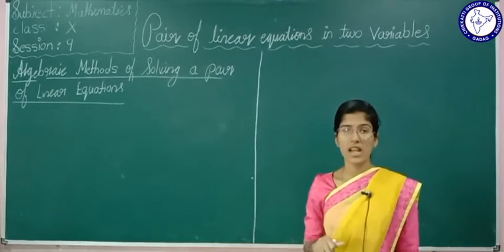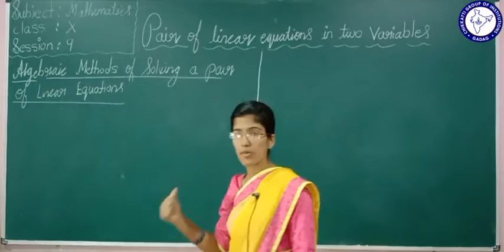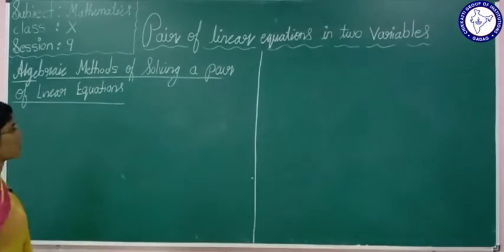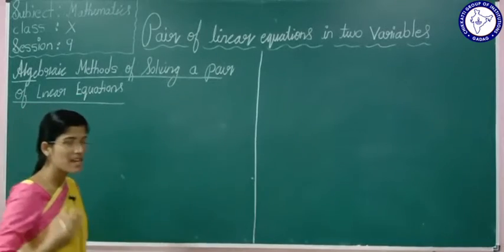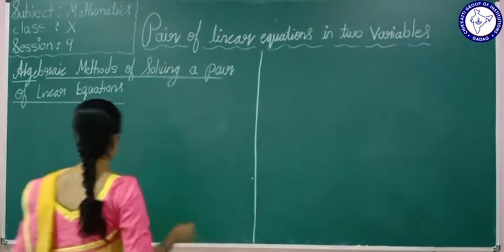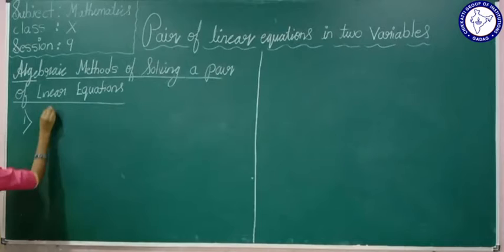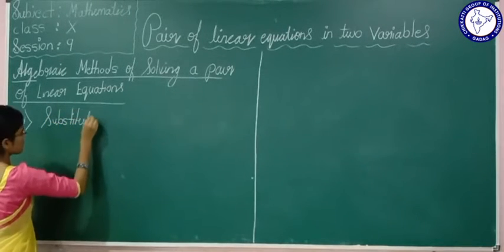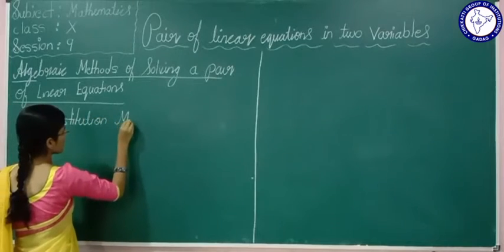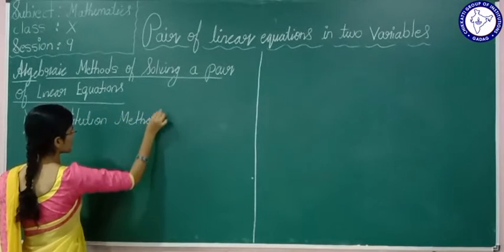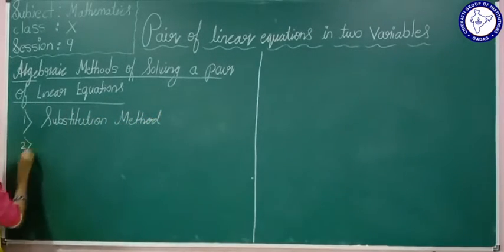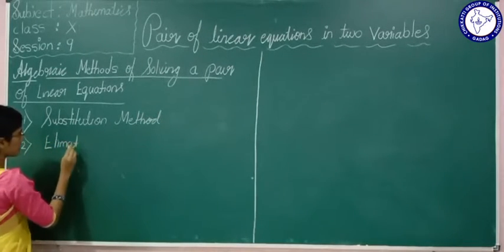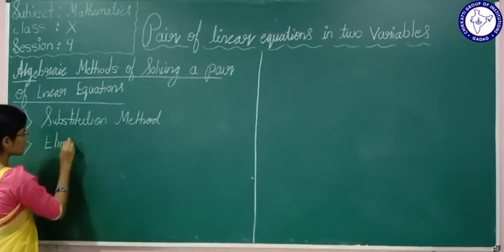So in today's class we are going to see the next algebraic method of solving a pair of linear equations, that is the elimination method. First we saw the substitution method. We have studied about the substitution method. Second, we are going to see the elimination method.